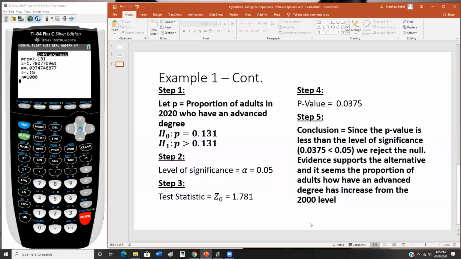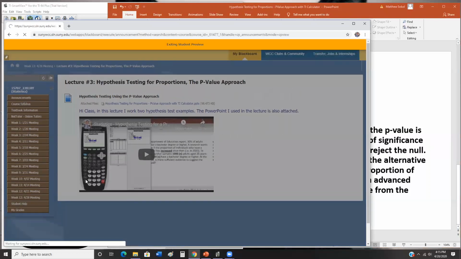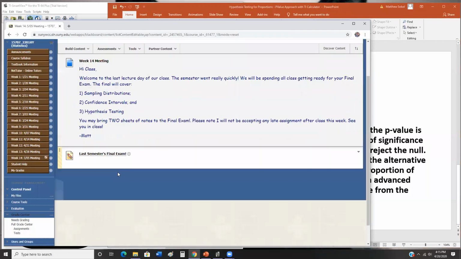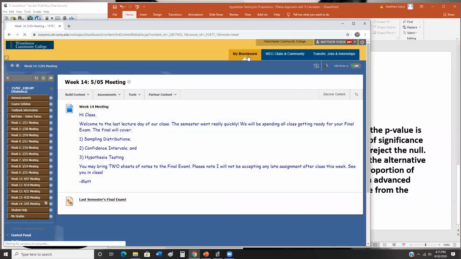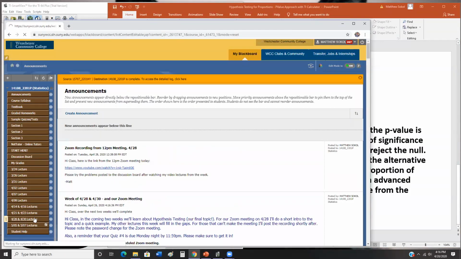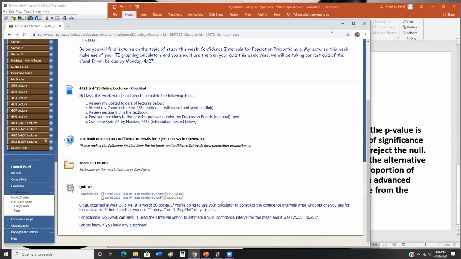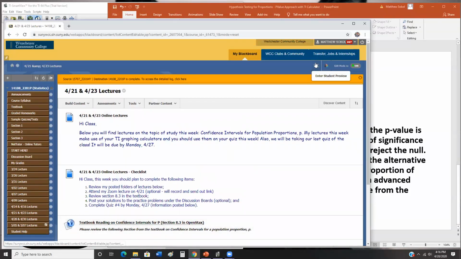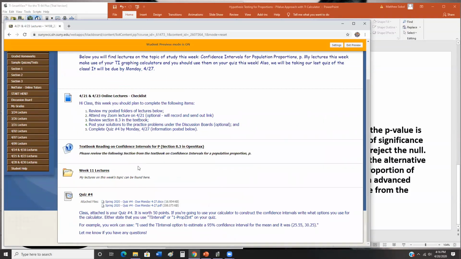Yep. So what'll happen is it'll be a document that I'm going to post here. And let me go into a different class and I'll show you. It'll look like this. Okay. And let me go into student view. This is from a different class, but it'll look exactly the same. It'll say final exam here, and then there'll be a PDF or a doc file.